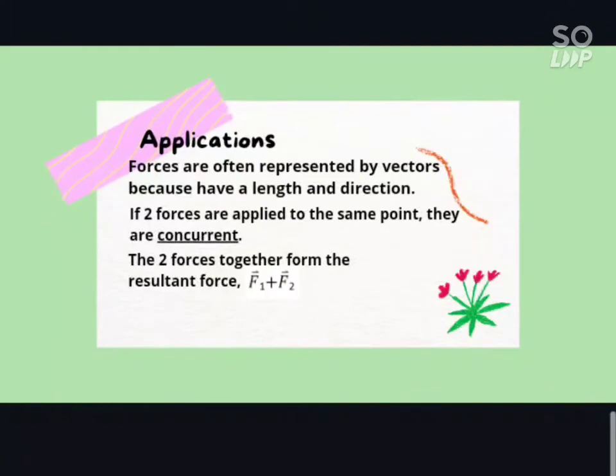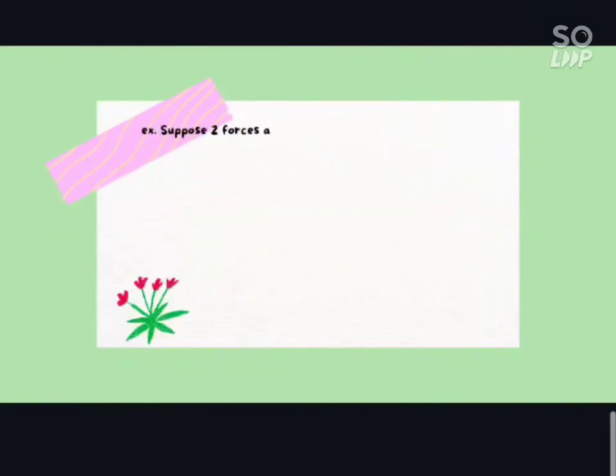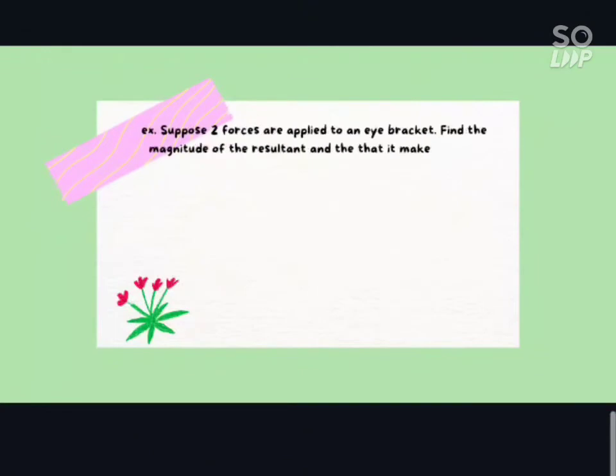So we are going to do one example. Suppose two forces are applied to an eye bracket. Find the magnitude of the resultant and the angle that it makes with the positive x-axis. This is the resulting figure. Yes, we have 30 and 40 degrees.